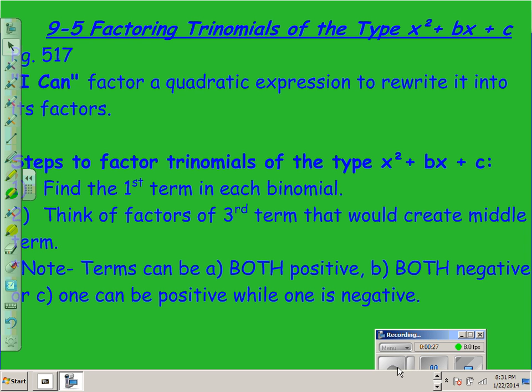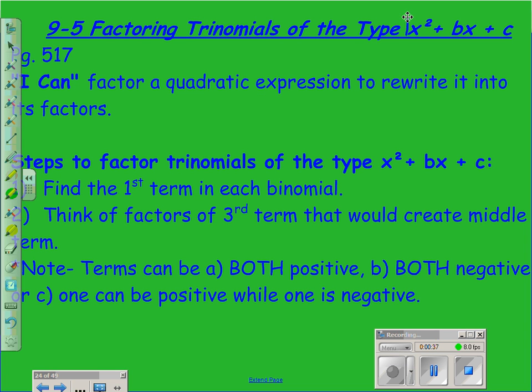back the other way. When you see factoring trinomials of the type x squared plus bx plus c, what that tells us is that the coefficient in front of the x squared is always going to be a 1. And so that's going to make what we're doing today a little bit easier than the direction that we're headed. I can factor a quadratic expression to rewrite it into its factors. So the name of the game today is always going to be to break into two binomials.